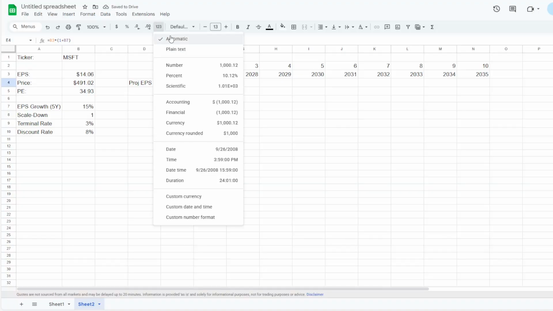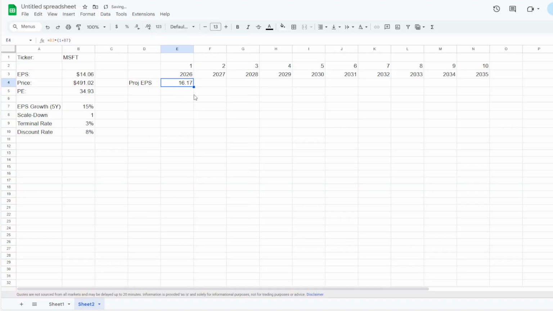And your spreadsheet might just not have a dollar sign. So if it doesn't, you just click on this little dollar sign, and it will automatically say this is currency.